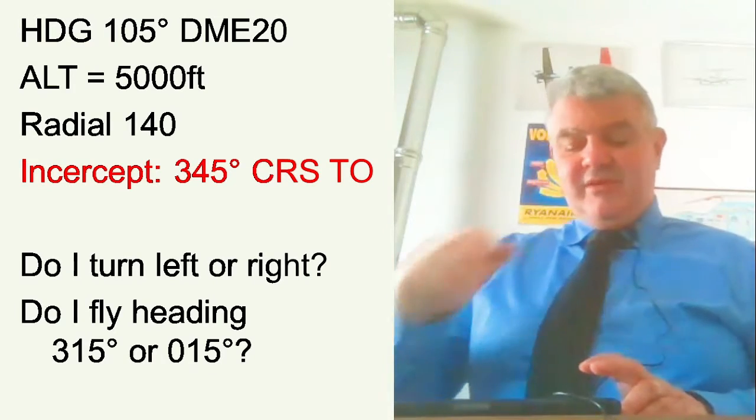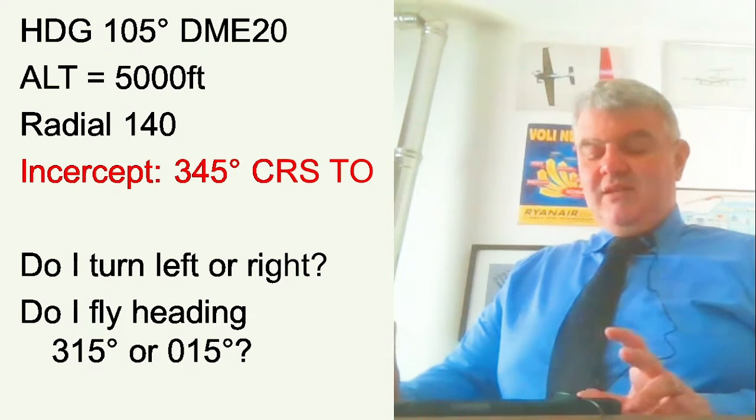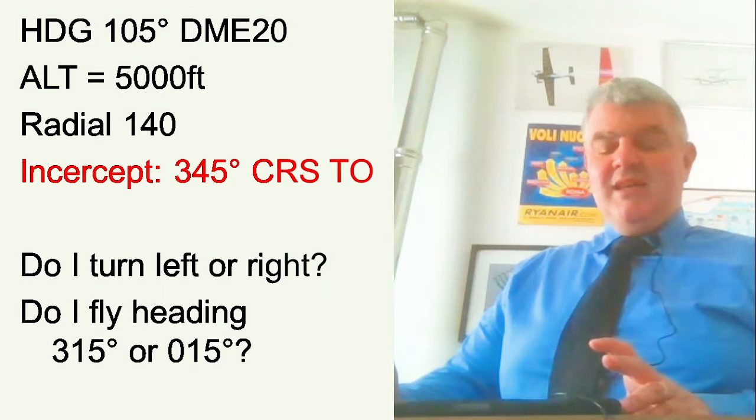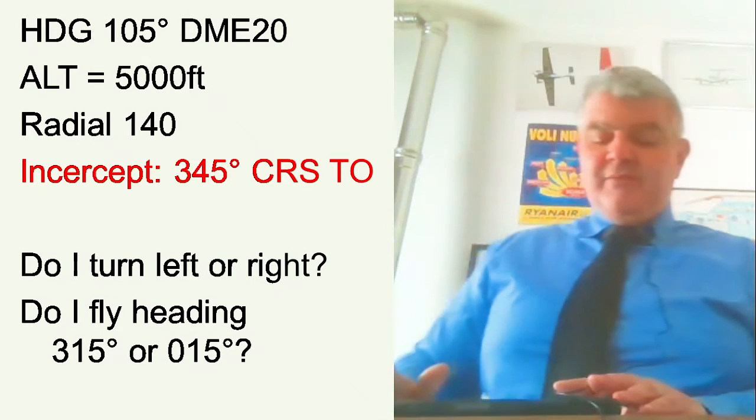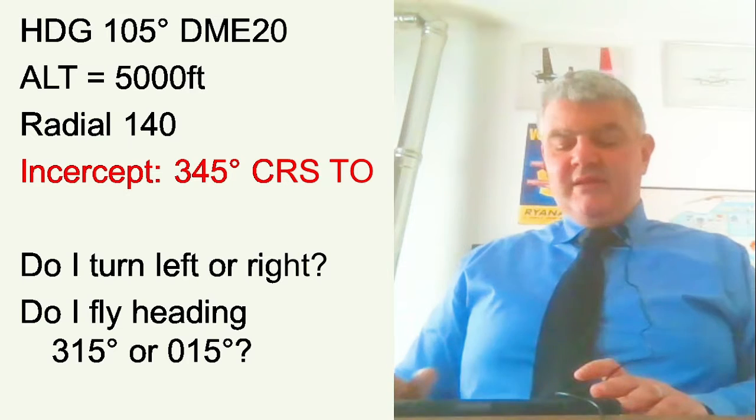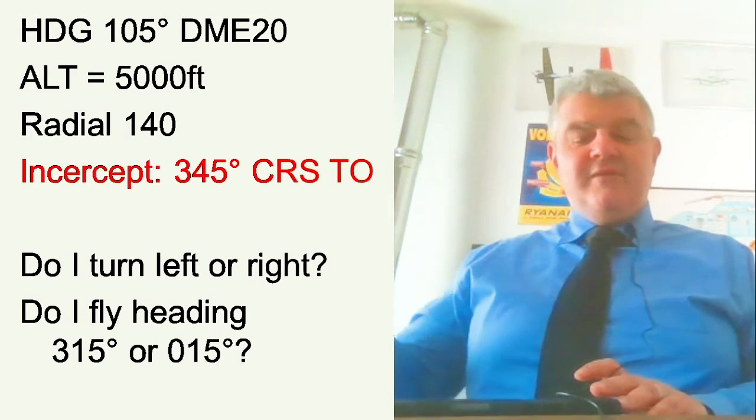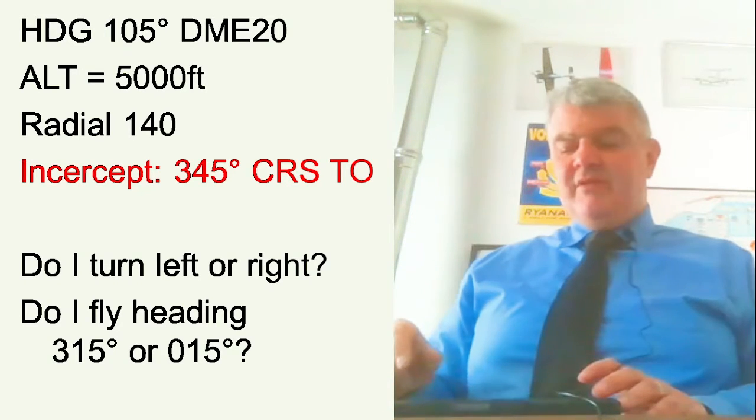Make sure that you know the course 345 to the station is the opposite radial, so it is radial 165. That is a key element, I would say. And once this is done, so once you know what is requested, then we can go on with the exercise. You can decide turning left, right, or 315, 015. But I'll get back to this later on.